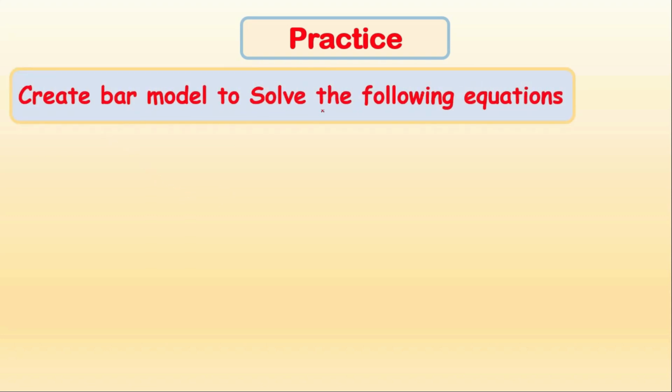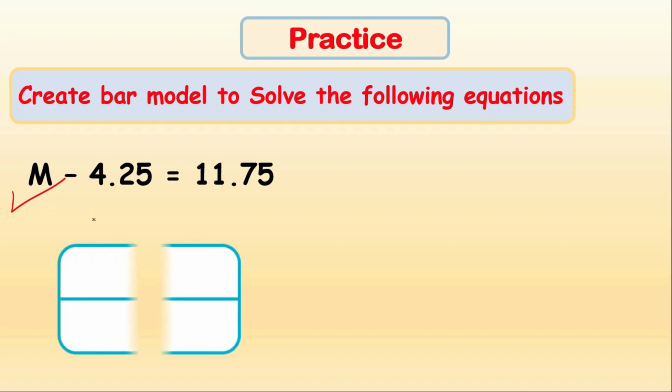Create a bar model to solve the following equations. First example: m minus 4.25 equals 11.75. Here we have variable m and we have to find it using a bar model. But first, can you tell me which is the greatest number in this equation? Yes, of course, it must be the one before the sign of subtraction.